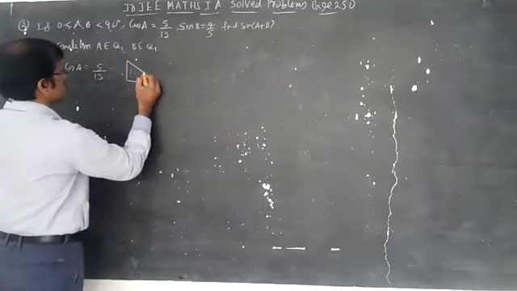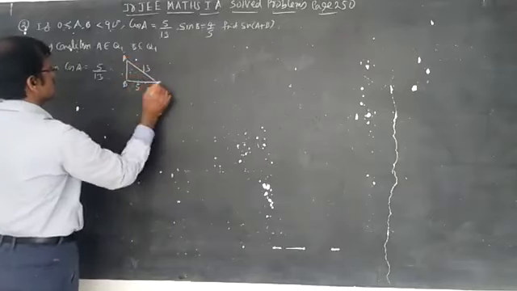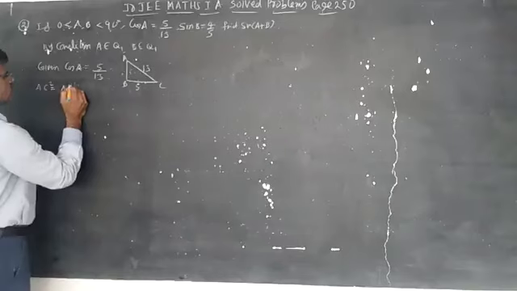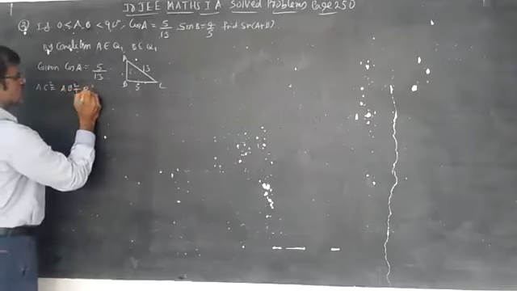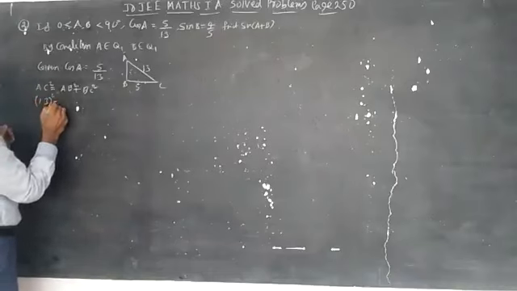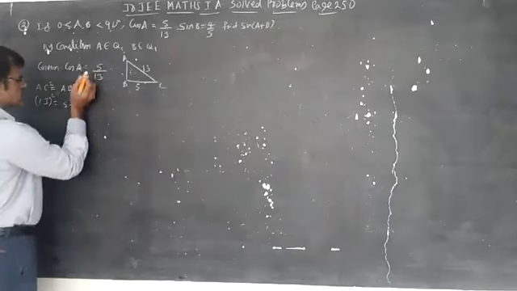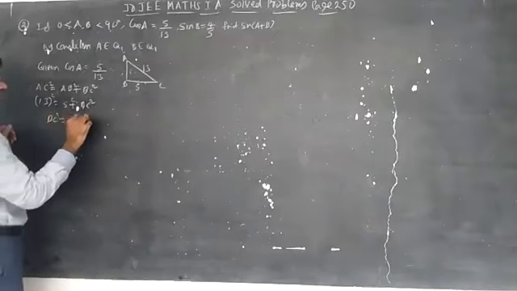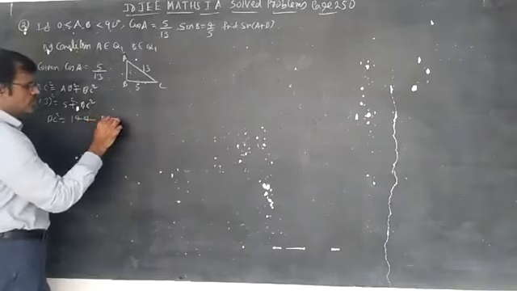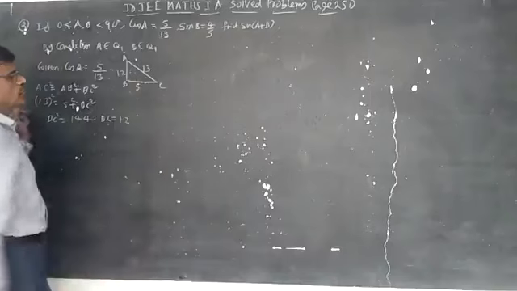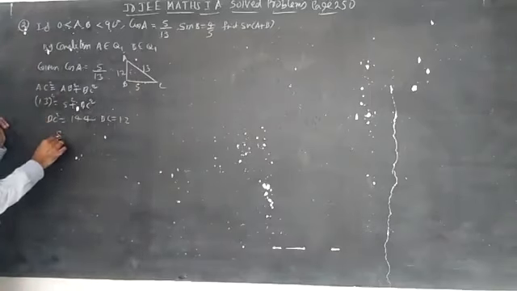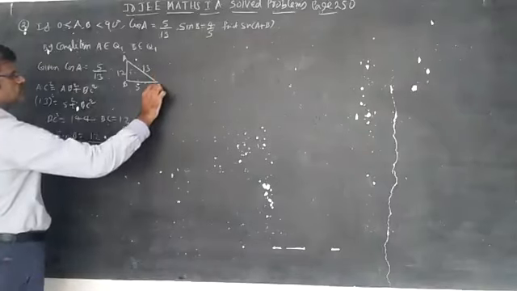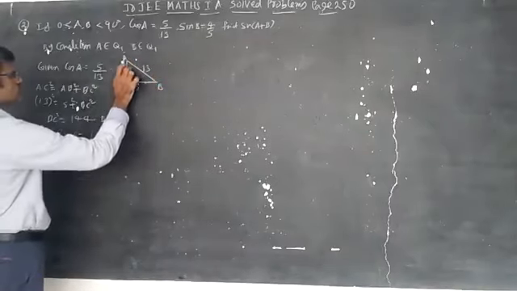Put this is 5, this is 13. This is A, this is B, this is C. Pythagoras theorem concept, AC square is equal to AB square plus BC square. So 13 whole square is equal to 5 square plus BC square. So BC square is equal to 169 minus 25, which is 144, BC is equal to 12. I think you have faced such problems plenty of times. Directly you can write, depends upon this triangle.